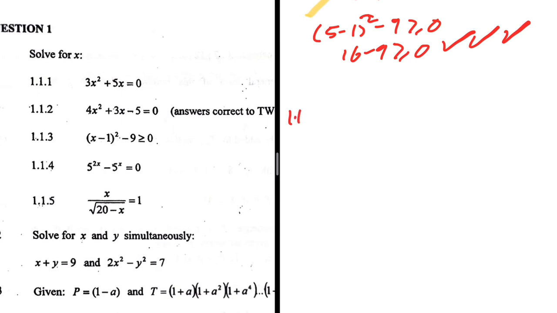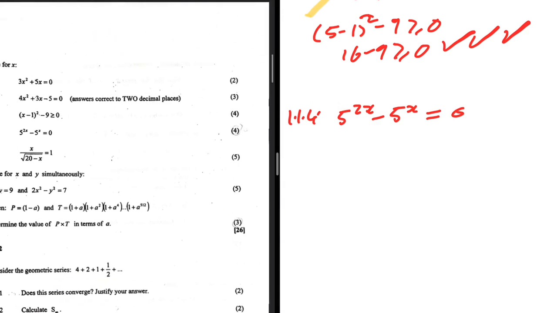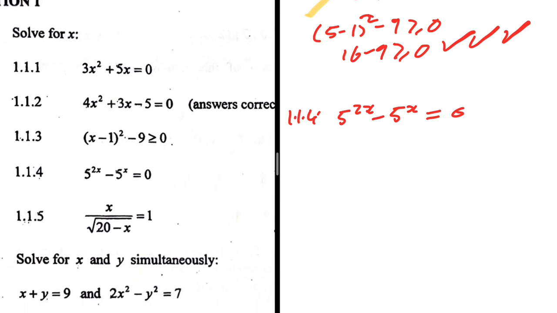Now let's take a look at 1.1.4. In 1.1.4, we have 5 to the 2x minus 5 to the x being equal to 0. This one seems easy to solve. Let's take a look at the mark allocation. The mark allocation is 4. I don't see why that is the case. Right. Okay, let's do this.